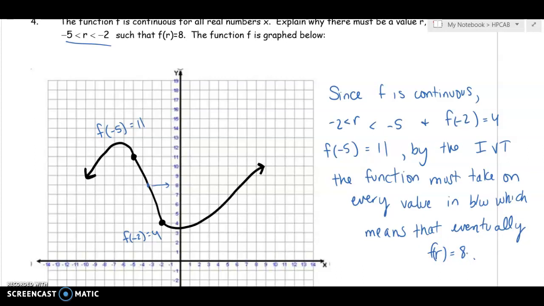Okay, so that's just the intermediate value theorem and kind of explaining it. We don't actually have to find the r value, it's just explaining how we know that eventually f of r will equal 8. And that's it for the intermediate value theorem.